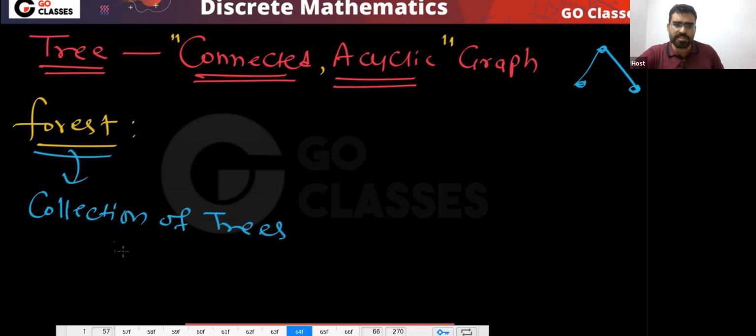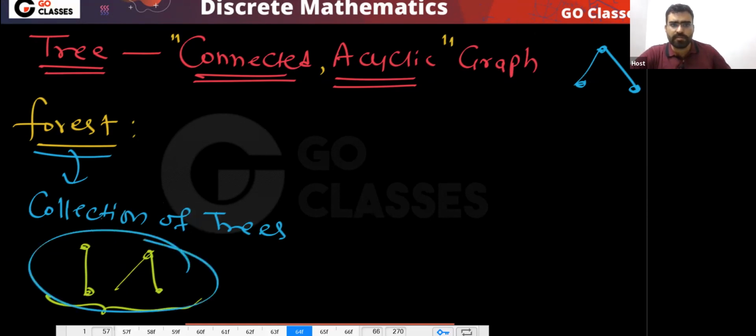Collection of trees means, for example, I can say this is a forest. This is a forest because you have two trees. This is a tree, this is a tree, and this whole thing is a forest. This whole thing is not a tree because it is not connected. So a forest is basically a collection of trees.